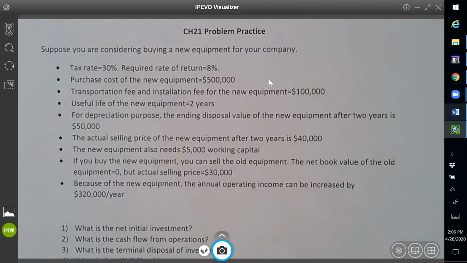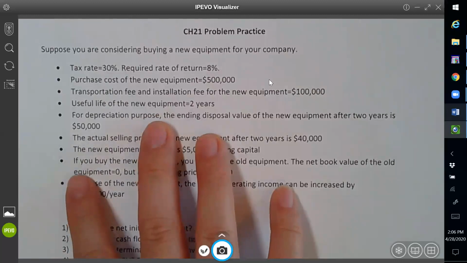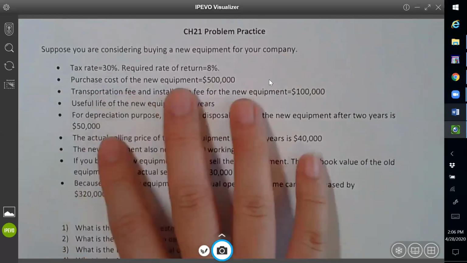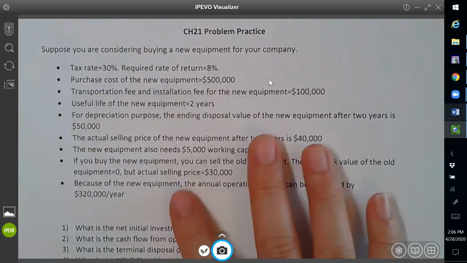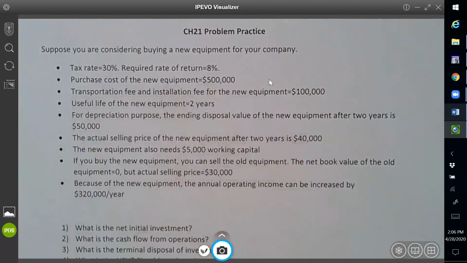You can calculate the NPV by yourself, and then you can put the other factors to consider. I don't worry too much about that part. So let's look at this question. The tax rate is 30%, your required rate of return is 8%, and then the purchase of the new equipment. When you read, you want to highlight what's the new equipment information and what's the old equipment information.